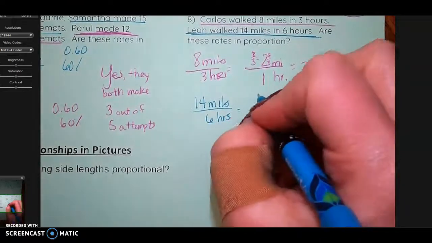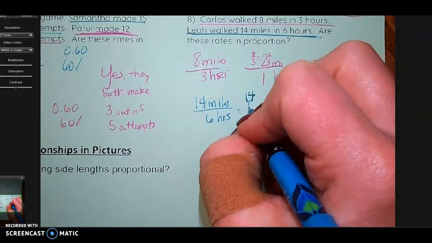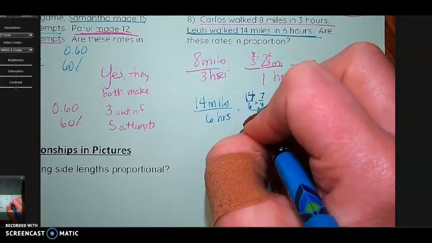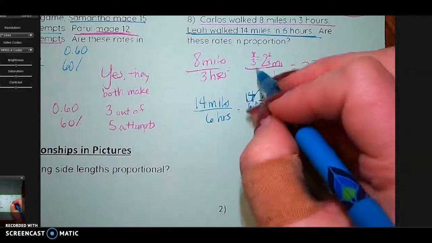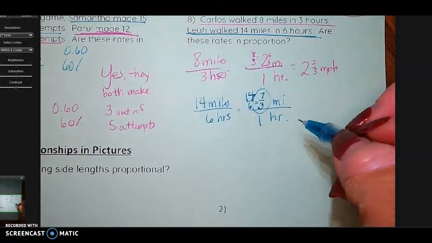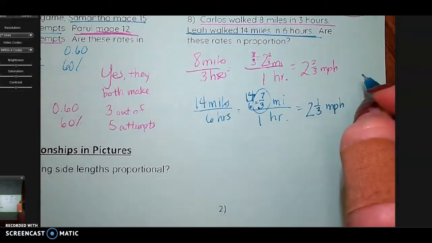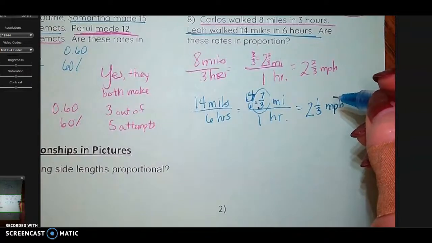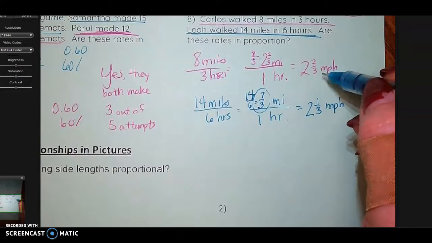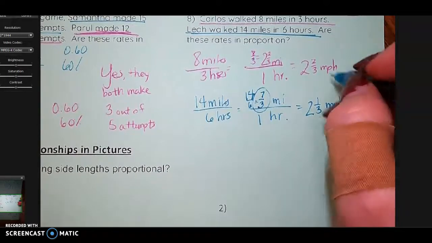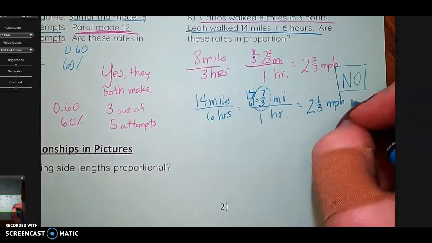On this one over here, I would get 14 over 6, which is 7 over 3 in 1 hour. And when I take this and make a mixed number out of it, it's obviously not going to be the same there. I would get 2 1/3 miles per hour. So that means if they were walking for an hour, Carlos would be 1/3 of a mile ahead of Leah when you checked in on them. So since these are not the same, then you would just say, no, this is not a proportional relationship.